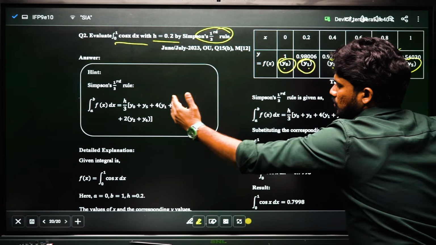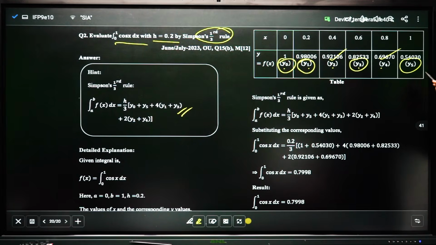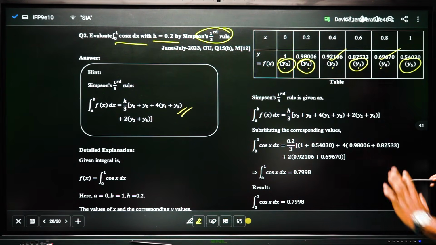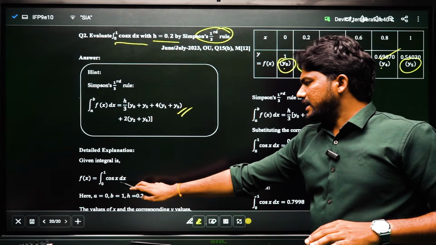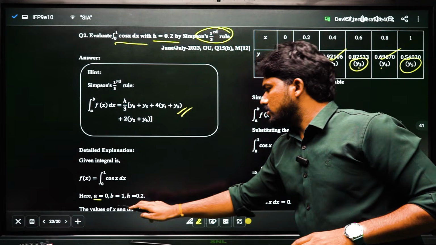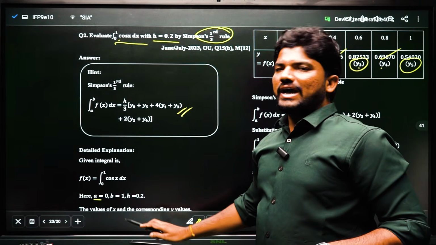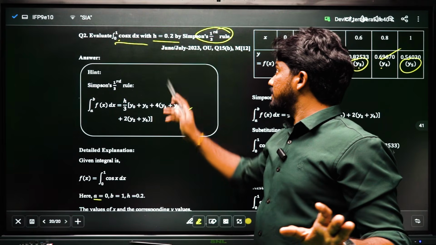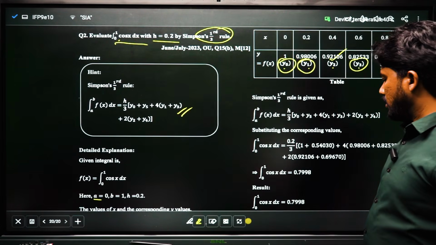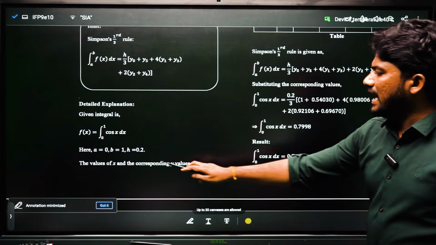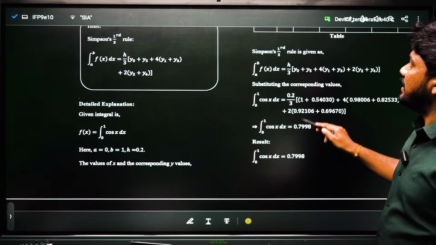No need to write the total formula. According to the given values you have to split the formula. Given integral is this one. a is equal to the lower limit, what is the value? Lower limit 0. b is the upper limit. h is equal to the given 0.2. Okay, so now the values of x and the corresponding y values are like this.